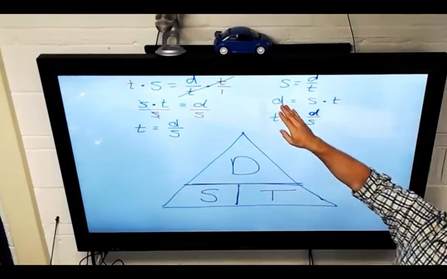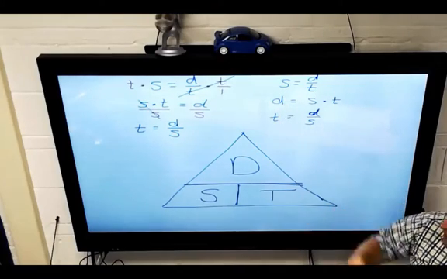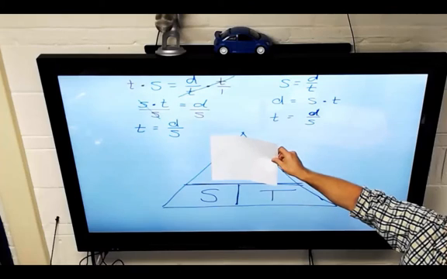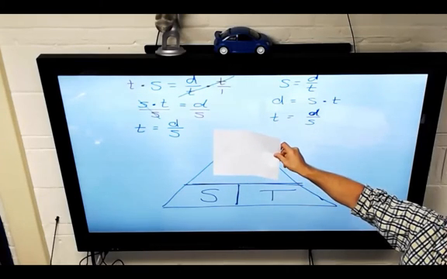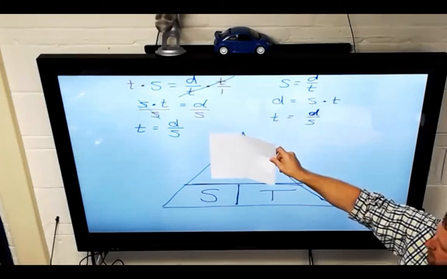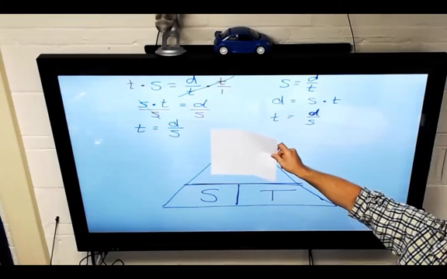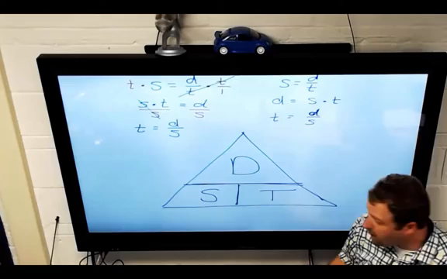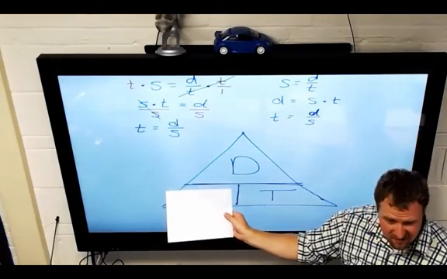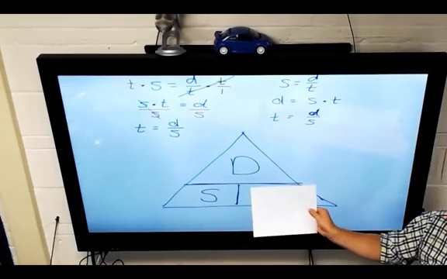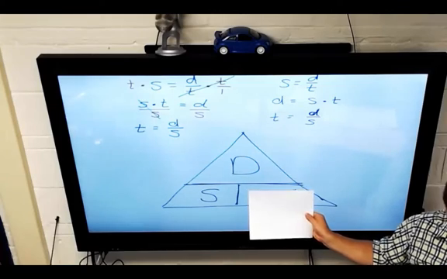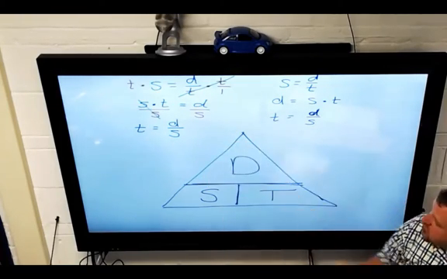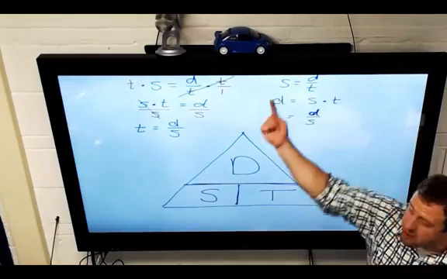What about if I want to find distance? I cover distance up. Now they're next to each other. That's the same as multiplication. That would be speed times time. Okay, so let me repeat. If I want to find speed, distance divided by time. Time, distance divided by speed. Distance, speed times time. This triangle has all 3 equations in one spot.